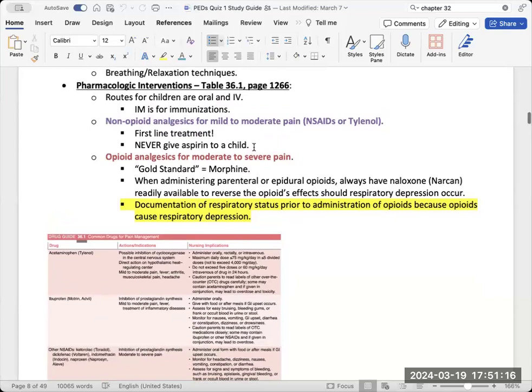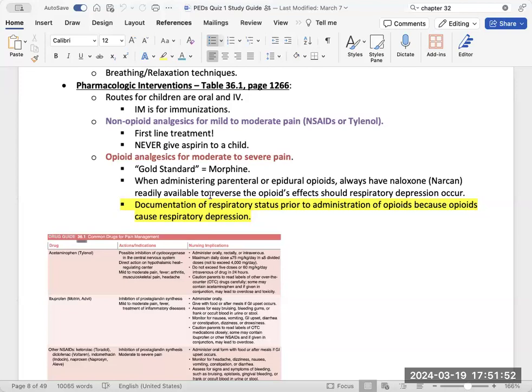We could also do things pharmacologically, such as non-opioid analgesics if they have mild to moderate pain. That includes our NSAIDs or Tylenol. No aspirin. No aspirin. And these are first-line treatments. We don't want to go to opioids if we don't have to, but we'll give this for more moderate to severe pain, which is typically the same mindset for adults, right? Like Tylenol, NSAIDs for moderate to mild pain, moderate to severe, you give opioids. The gold standard, the best one to give for a child if they need an opioid would be morphine.